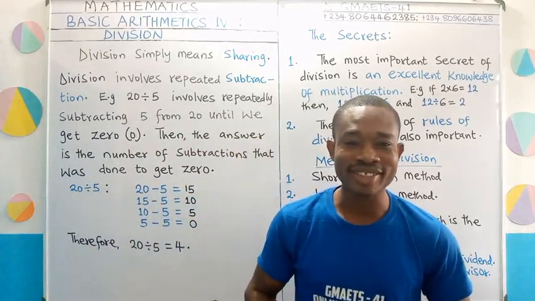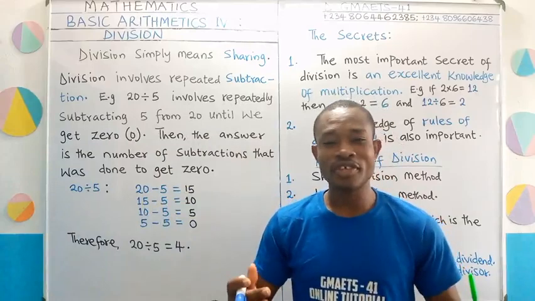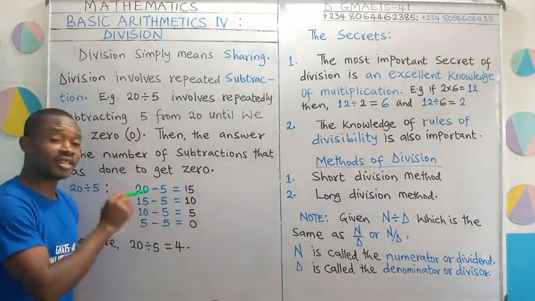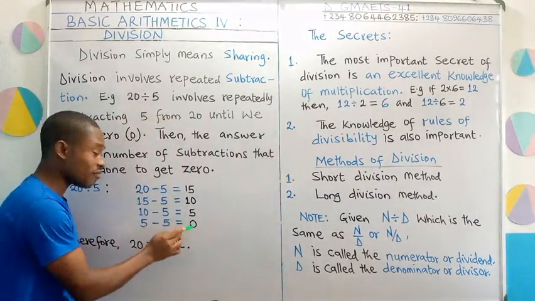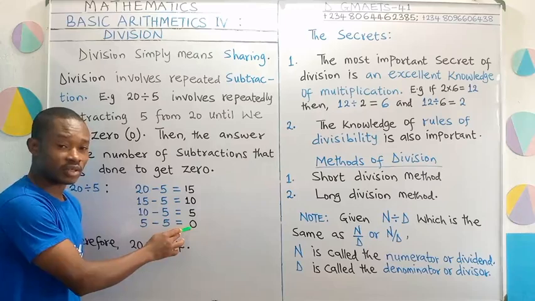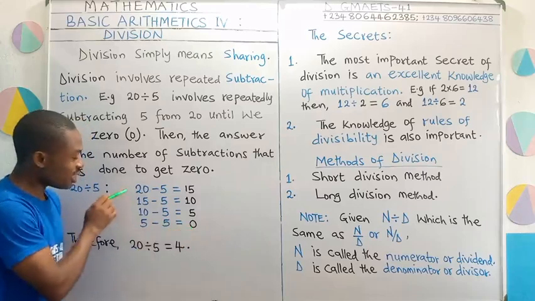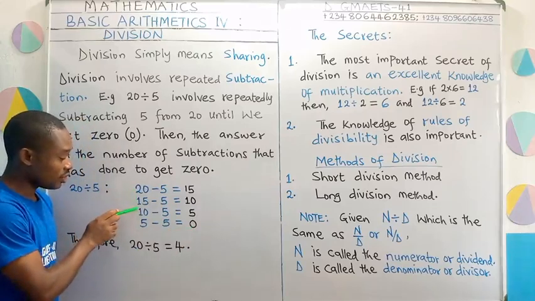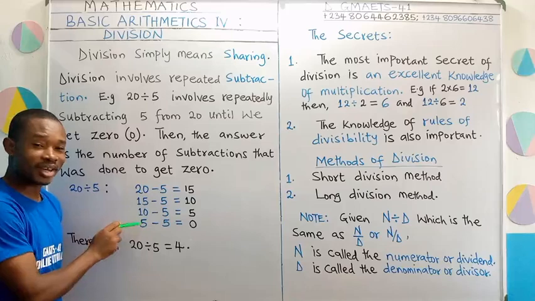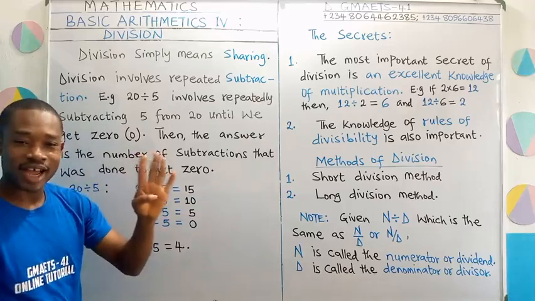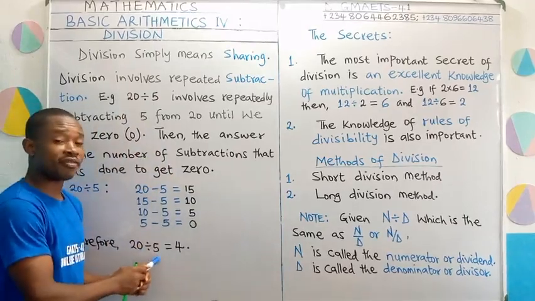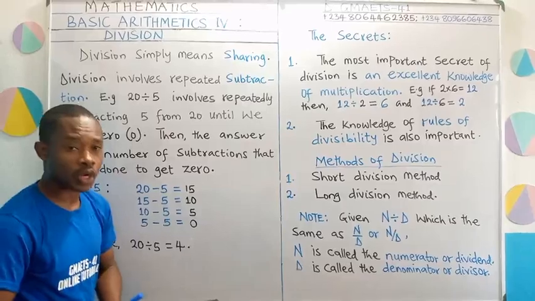What do I do next? To get my answer to 20 divided by 5, I will go and count the number of times I did my subtraction to give me this 0, to give me a number that is less than 5, which I'm using to divide. And of course, let's count. 1, 2, 3, 4. Oh yeah, that subtraction was done how many times? 4 times. And therefore, 20 divided by 5, the answer is equal to what? 4.